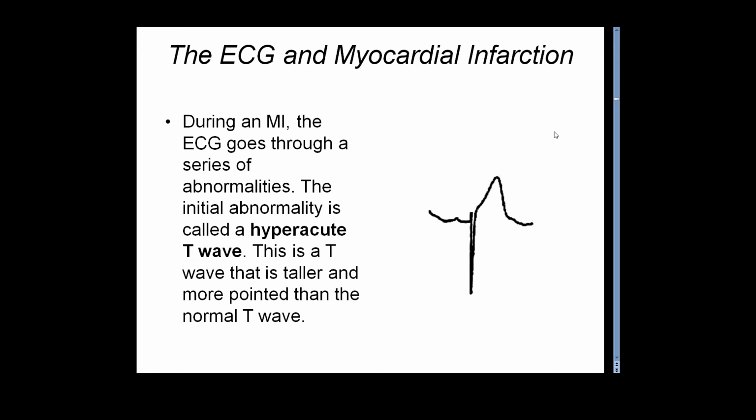During MI, ECG goes through a series of abnormalities. The initial abnormality is called a hyperacute T wave, acute ischemia during 15 to 30 minutes, associated with hyperacute T wave. More than 50% of R wave in adjacent lead.